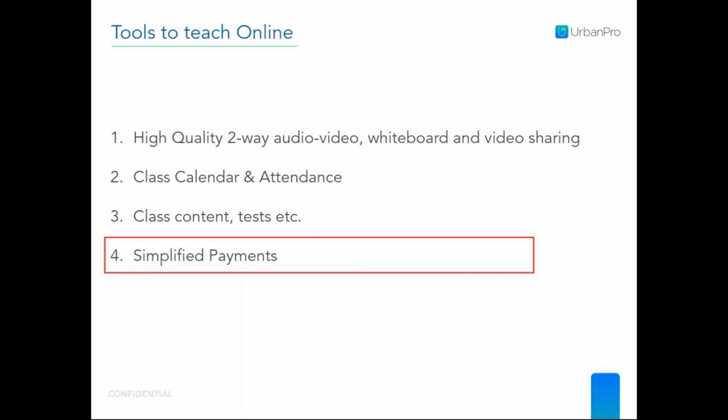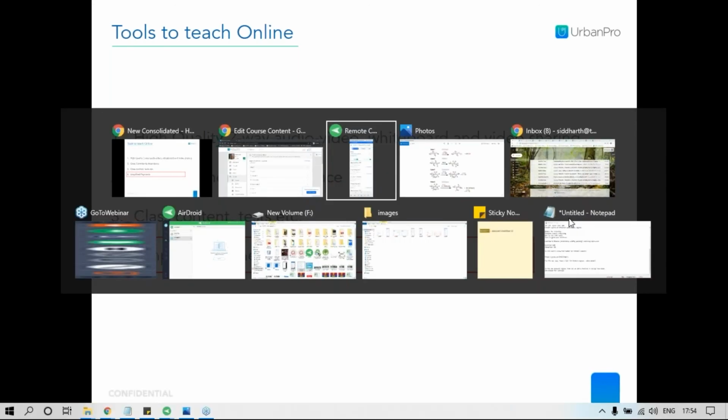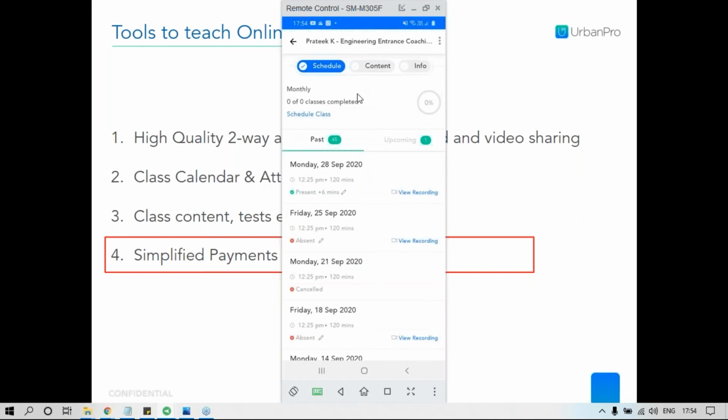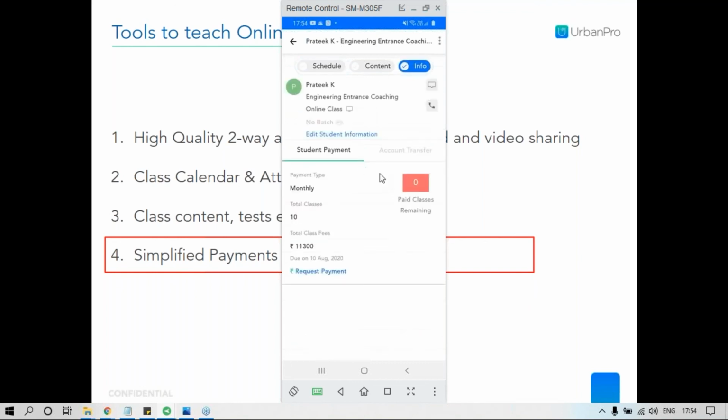So now let's talk about the simplified payment system. Okay, so when it comes to collecting payments from students, what you need to do is go to the mobile app, and here, remember, we are on the students tab and we had selected one of our students. Now to collect the payment, what we need to do is go to the third tab called info. And when we go to info, we'll see two options, student payment and account transfer. So first we'll check out account transfer.